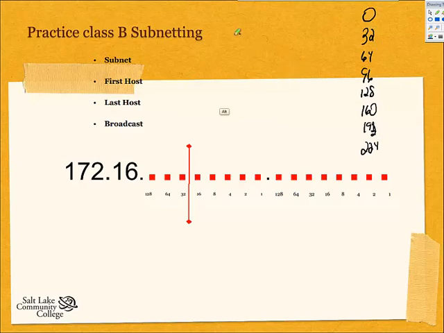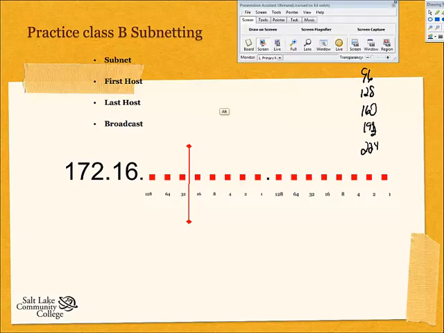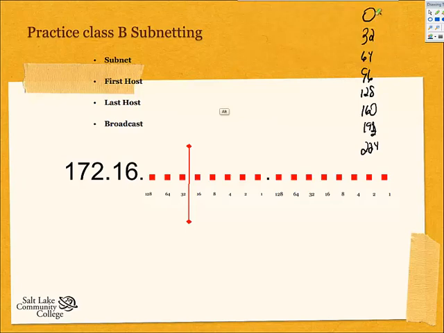So we're going to look at this and we're going to just follow our rules. And the easiest one to start out with is the first network. So the first network number is 0. So our number is going to be 172.16.0.0. We could look immediately at this.